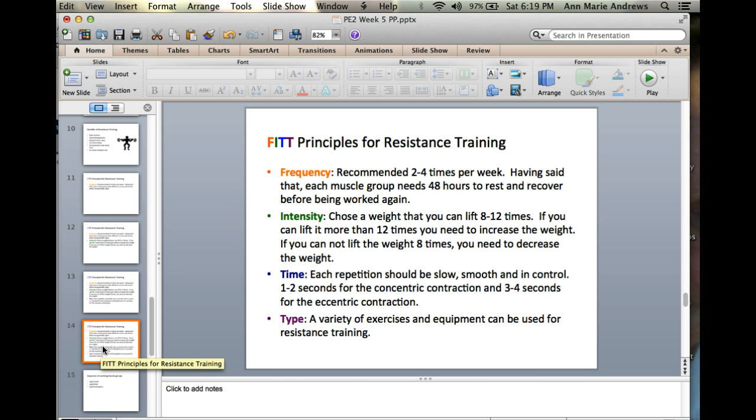Okay, type. So you want to do a variety of exercises, equipment. There's so many things that you can do, even without equipment, for each different body part.